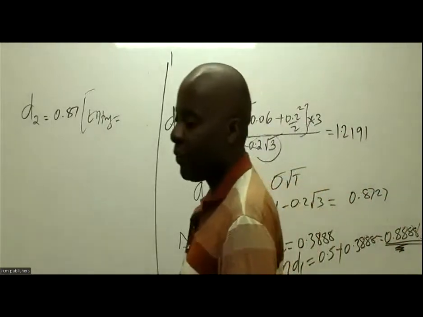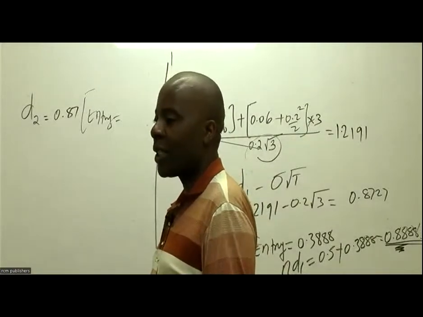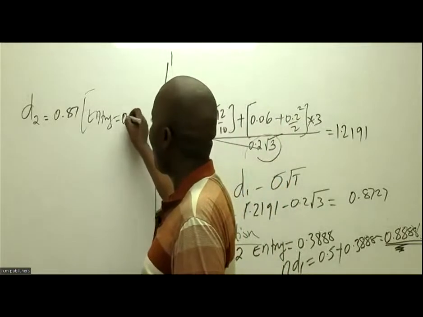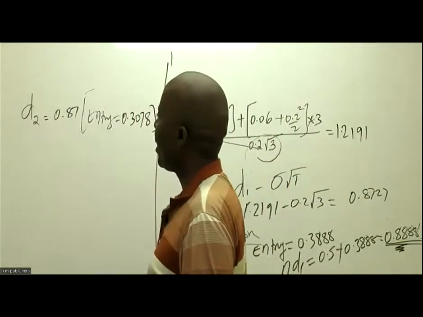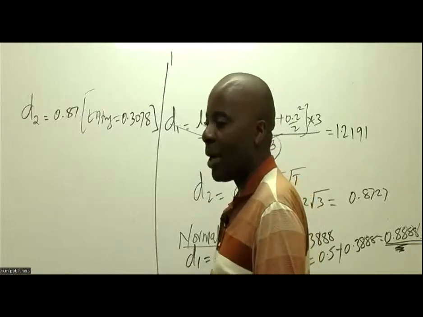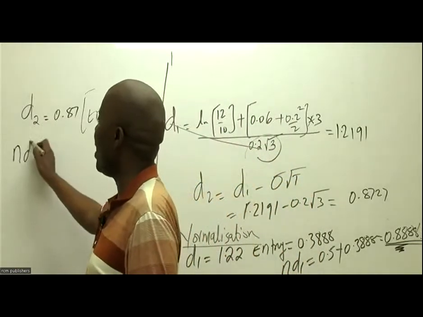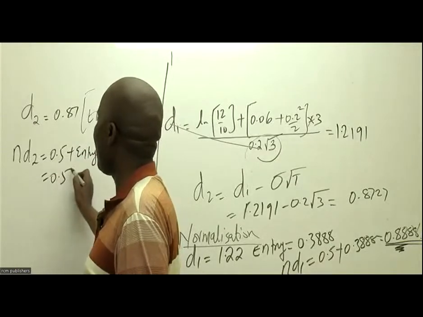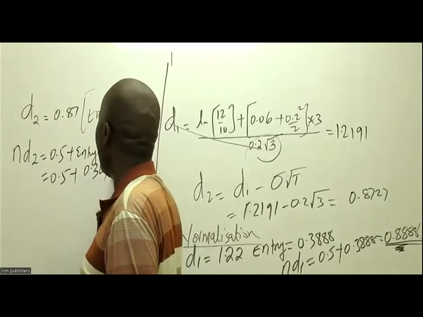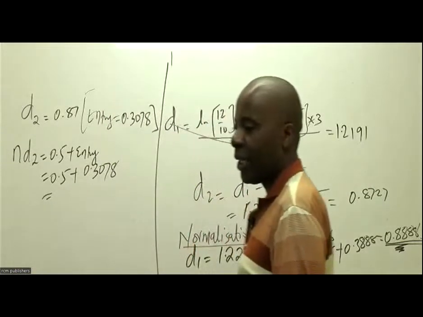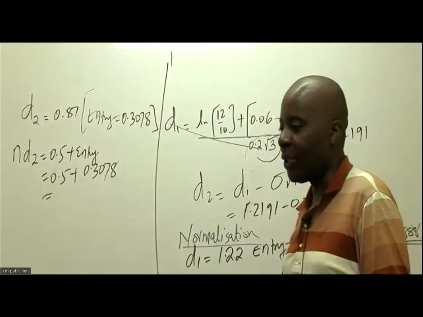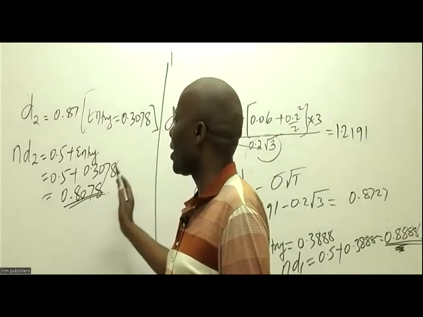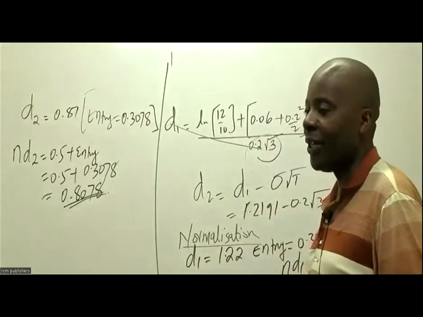Entry of 0.87 is equal to 0.3078. That is the entry. Then now I need to come and normalize. So to normalize this will be ND2. It will be 0.5 plus this entry, so 0.5 plus 0.3078, which gives 0.8078. So now the moment I've been able to get ND1 and ND2, I know the next thing is the value of the call.